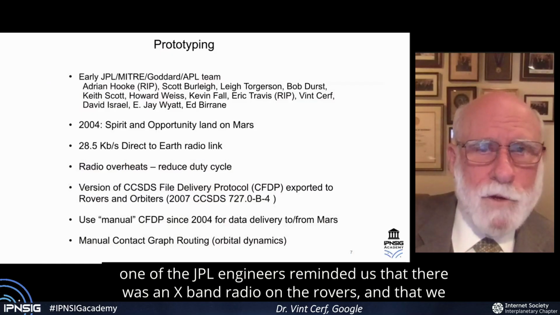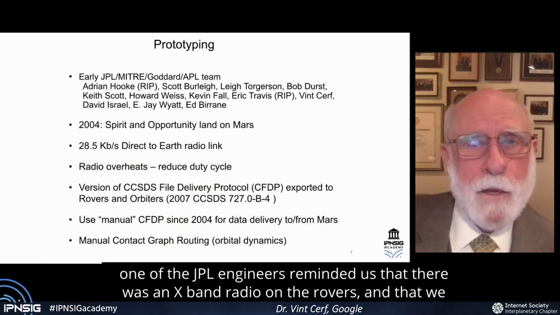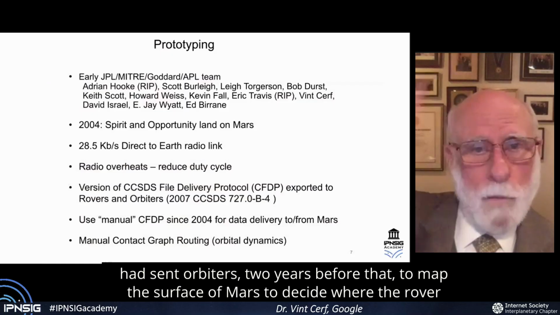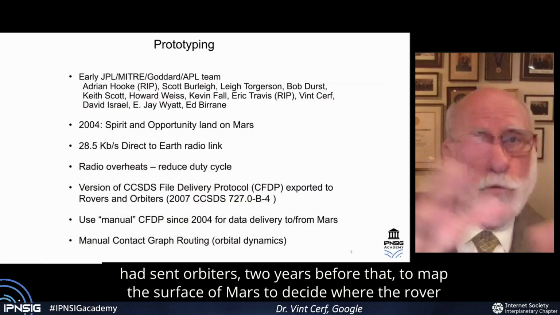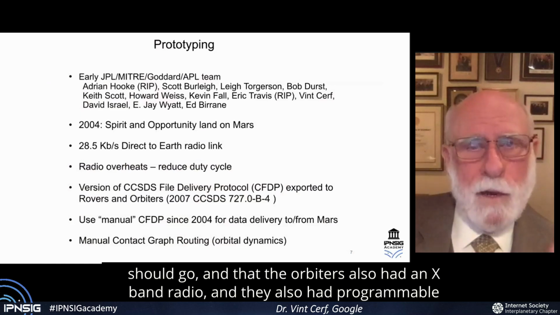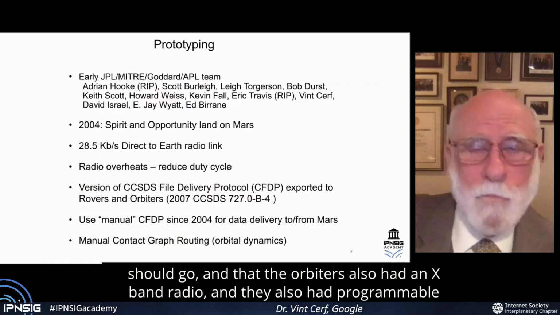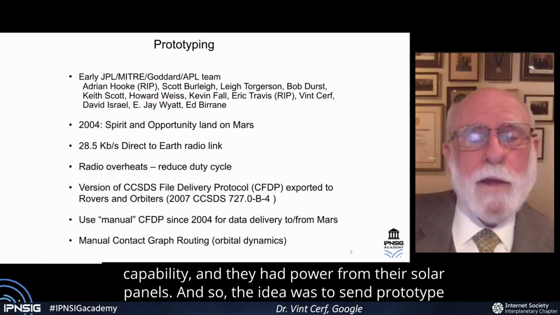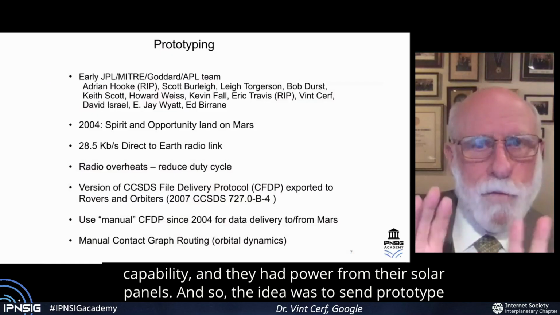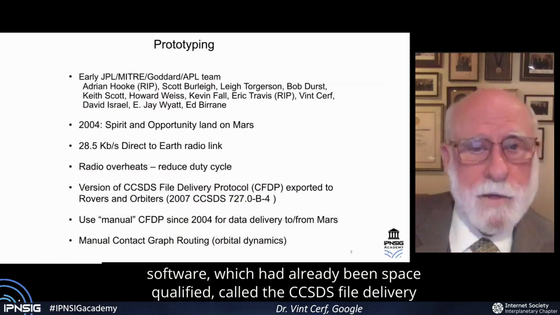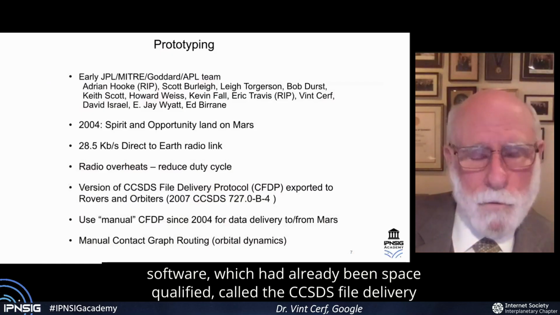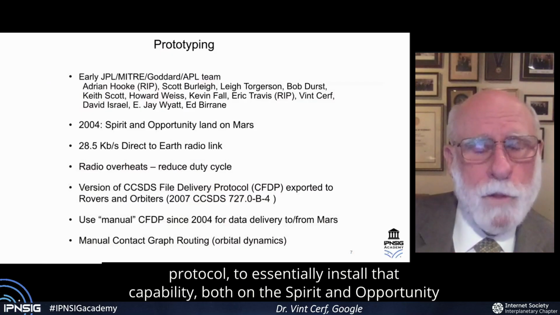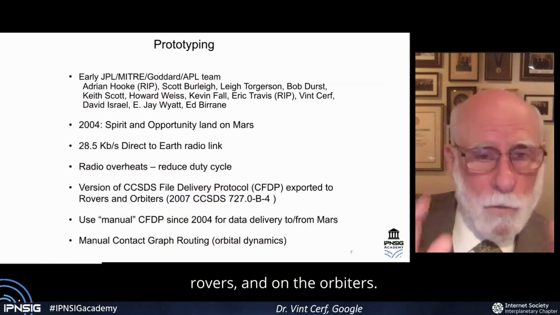But one of the JPL engineers reminded us that there was an X-band radio on the rovers, and that we had sent orbiters 2 years before that to map the surface of Mars to decide where the rover should go, and that the orbiters also had an X-band radio, and they also had programmable capability, and they had power from their solar panels. And so the idea was to send prototype software, which had already been space qualified, called the CCSDS File Delivery Protocol, to essentially install that capability both on the Spirit and Opportunity rovers and on the orbiters.